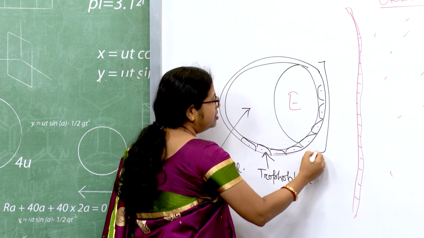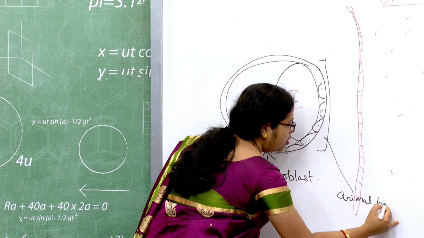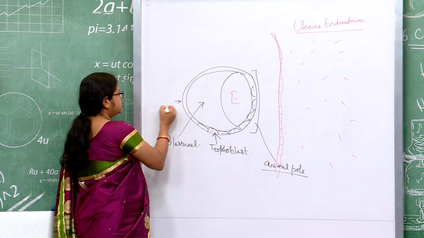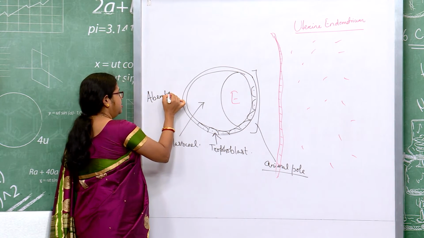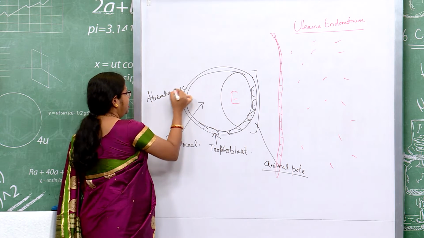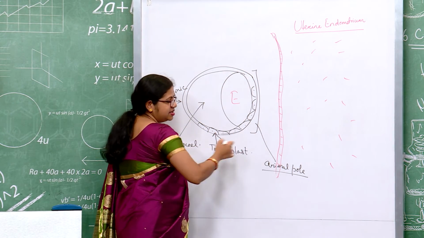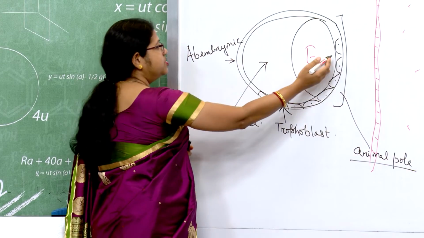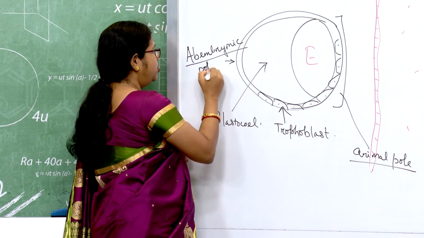This side which faces your uterine endometrium is called your animal pole or embryonic pole, and just the opposite side is called your abembryonic pole. The part where my embryoblast cells remain is called my embryonic pole. Just opposite to the embryonic pole is my abembryonic pole.